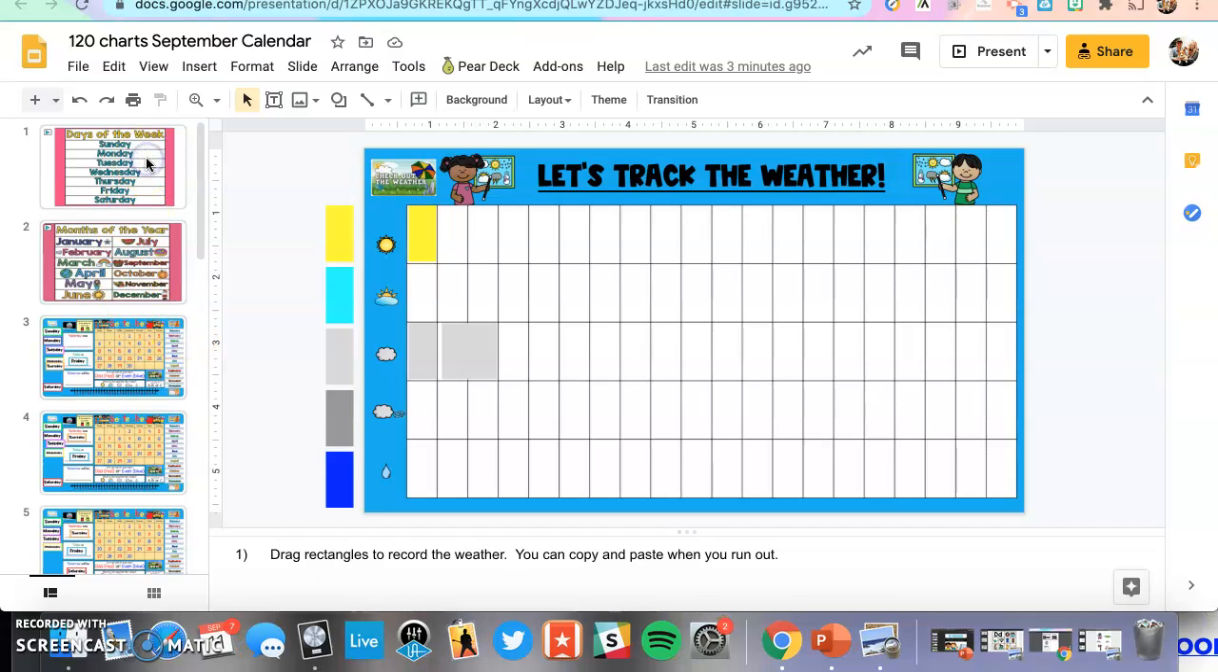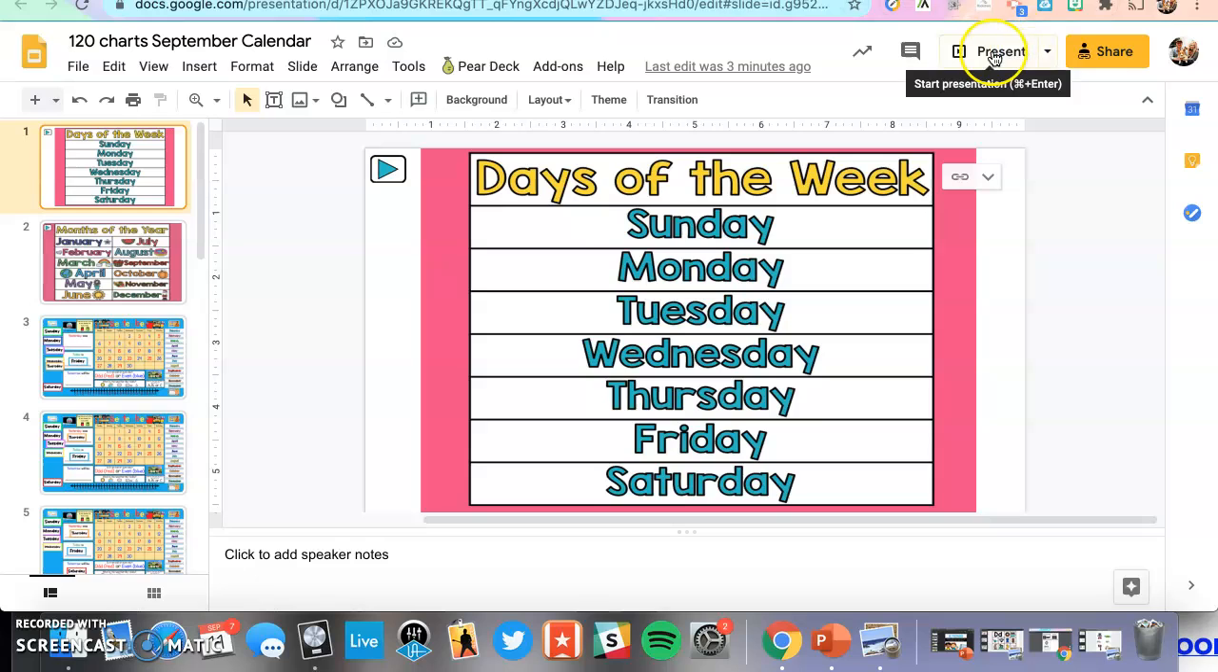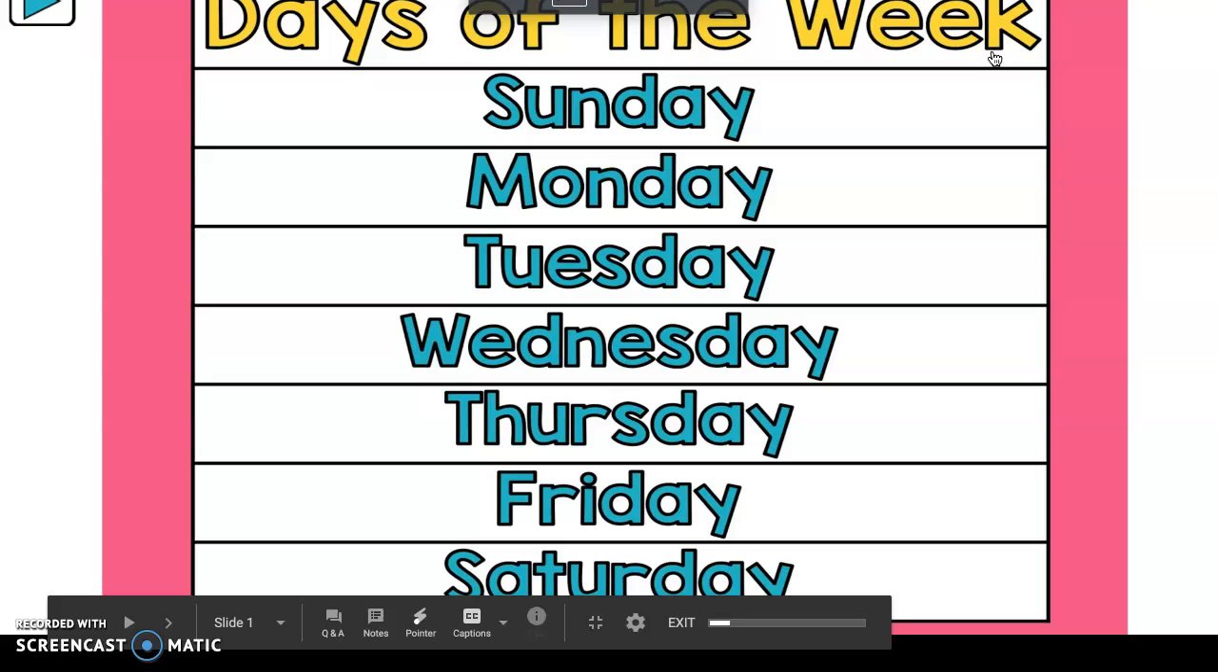Good morning. Happy Friday, my friends. We are going to get started and let's do our daily calendar routine. So we always start with days of the week.